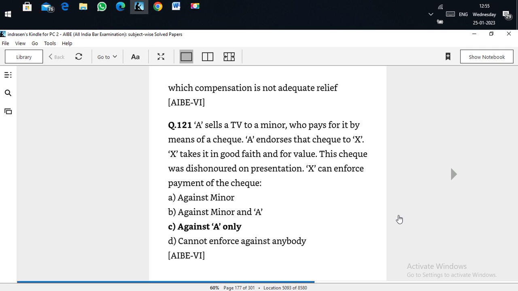A sells a TV to a minor who pays for it by means of a check. A endorses the check to X. X takes it in good faith for value. The check was dishonored. X can enforce the payment against A only, not against the minor.